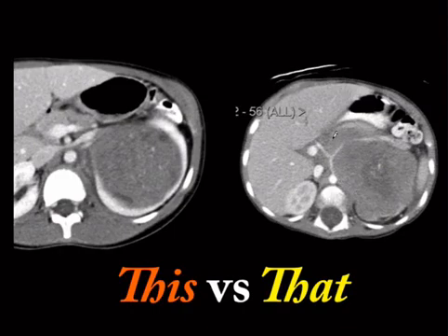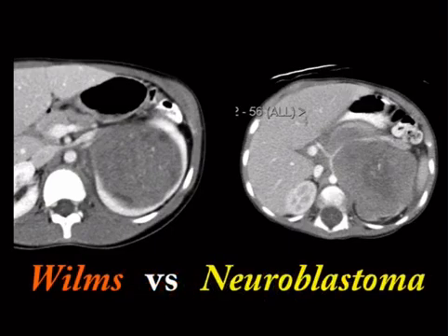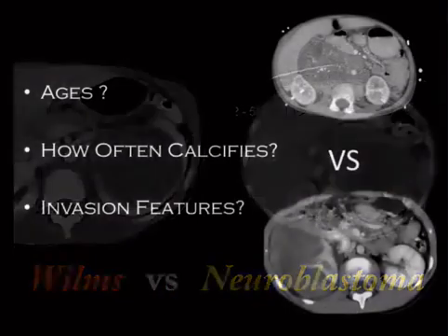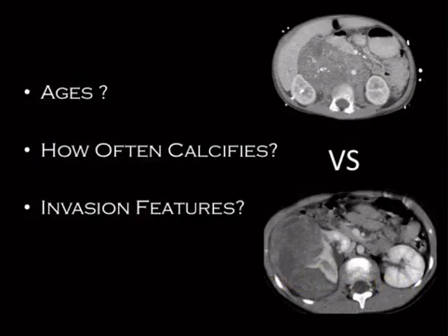I'll point out a few other differences also. Notice that this is sort of encasing the vessels, and notice that there's calcification. So this is a Wilms tumor versus neuroblastoma. So let's go through some of the differences: ages, how often they calcify, and invasion features.